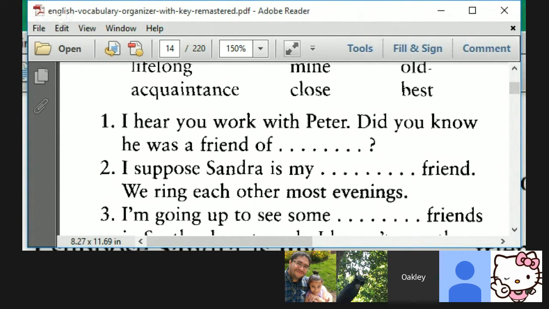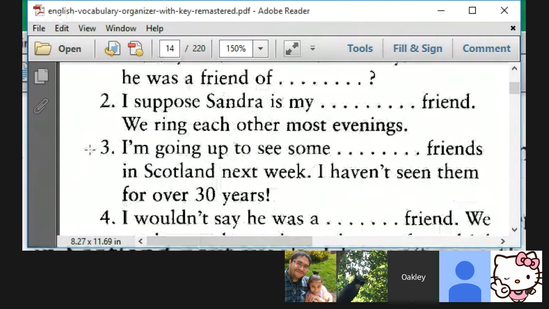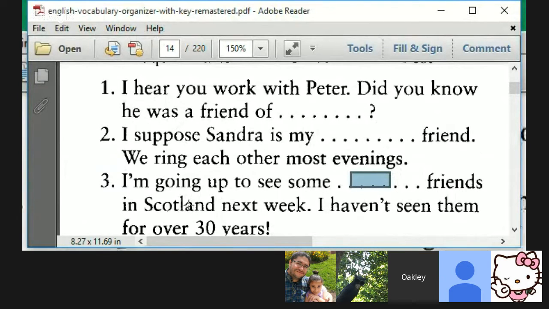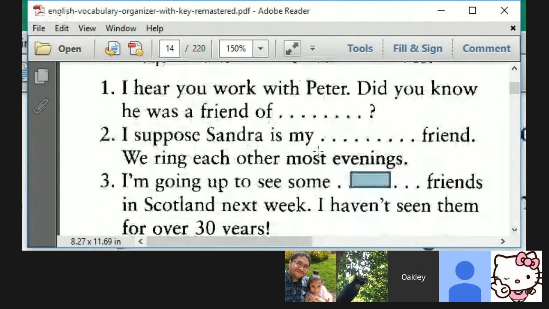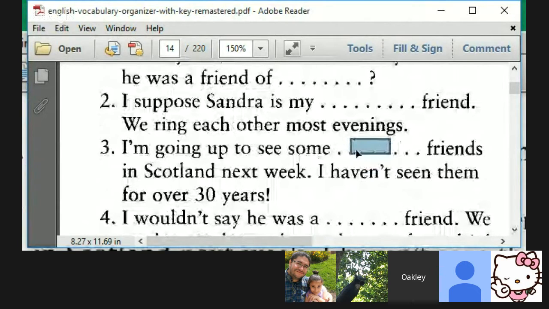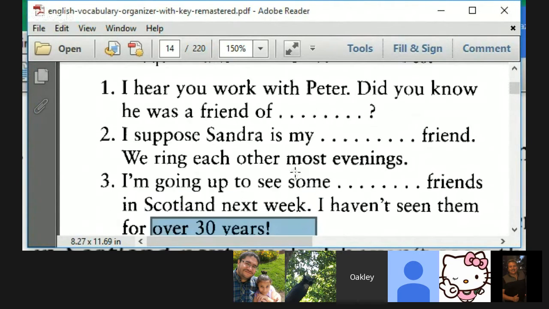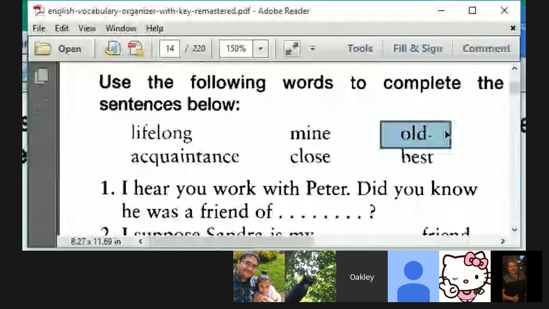Now, okay, is Teresa still with us? Teresa, number 3. I am going to see some acquaintance friends in Scotland next week. I haven't seen them for over 30 years. Now the key here is over 30 years. I haven't seen them. So what kind of? There you go. Some old friends. That's correct.